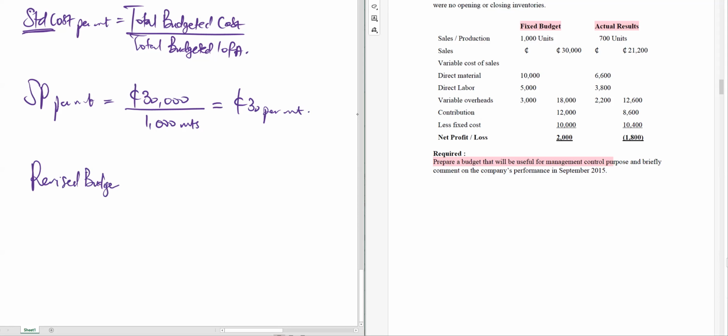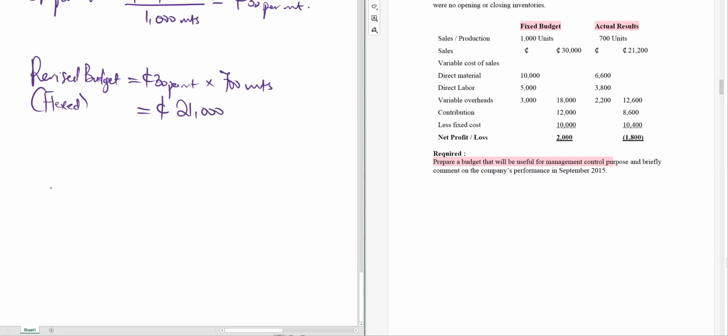So what becomes our revised budget, which is the flexed? This 30, I must multiply by how many units? Times the 700 units, the actual units produced. That means the new selling price is going to be how much? Do you all get it? Is it understood? Yes, sir. It will be 21,000.